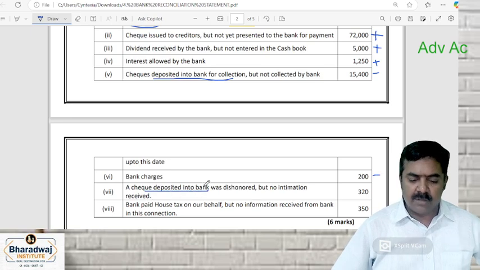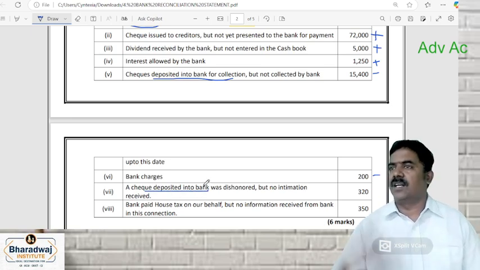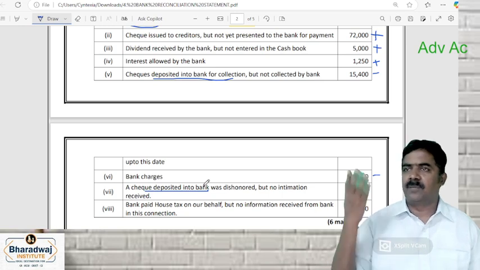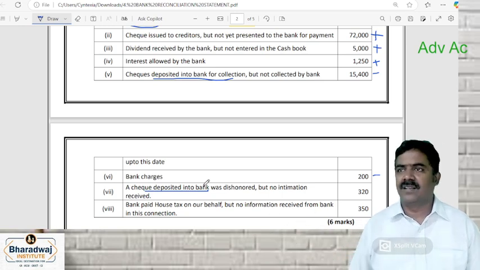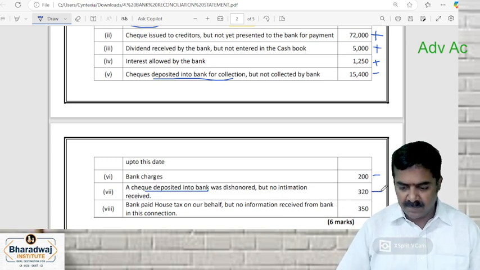Check deposited into the bank. When we deposit a check as a customer, what would we have done? We would have added it. Has the bank collected it? No. We have added, the bank has not added. So what to do? Minus.